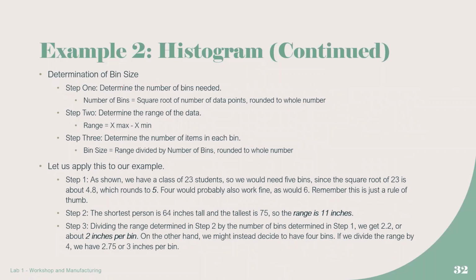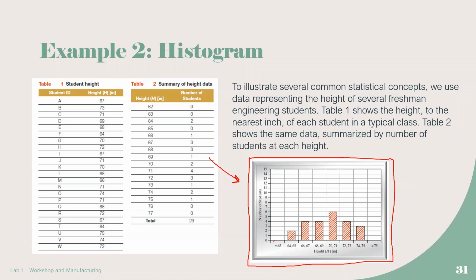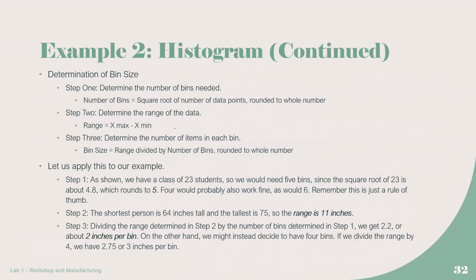So in step 1, you have to determine the number of bins. What are bins? Here we have 1 bin, 2 bin, 3, 4, 5, 6, 7, 8 bin. Okay, these are your bins. And to determine the number of bins, you're just taking the square root of the number of data points, and you're going to round it to a whole number.